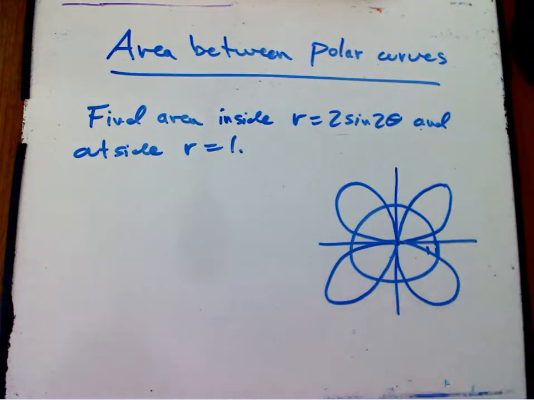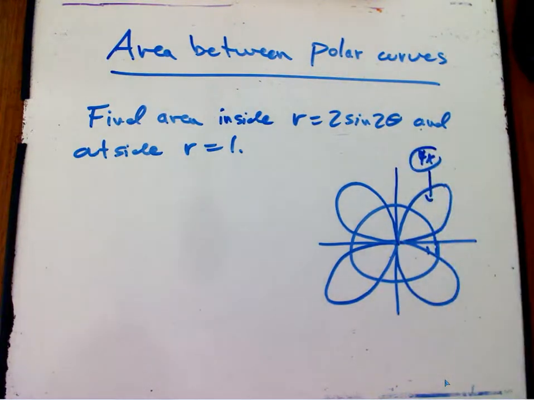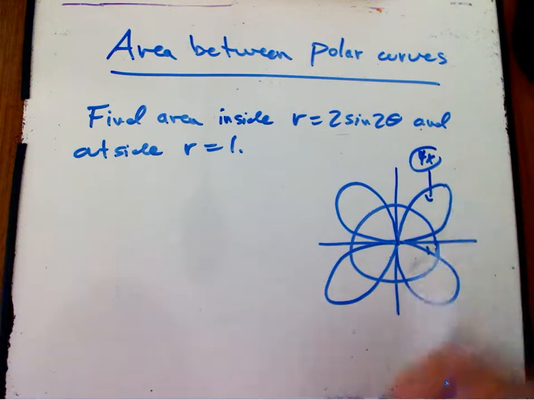So let me take us back to this thing. We're going to take just 1/4 of that, look at this, and multiply that by 4. We still need to know what the limits are. Well, let's set it up.